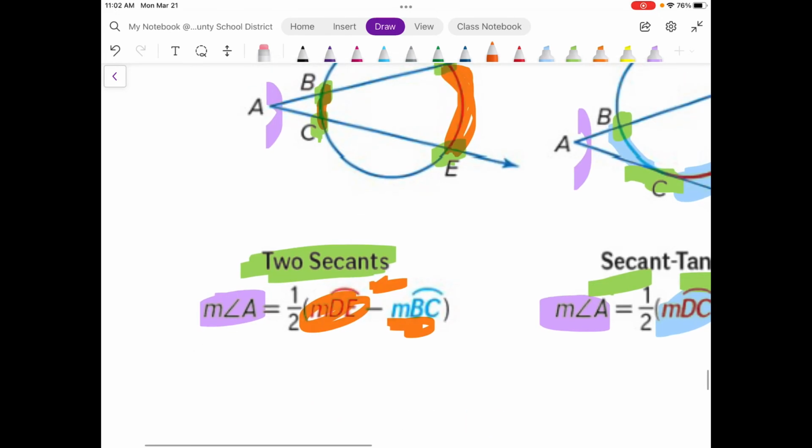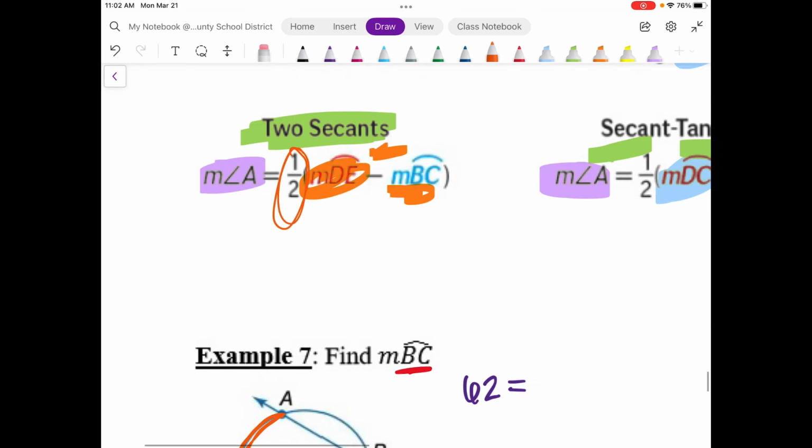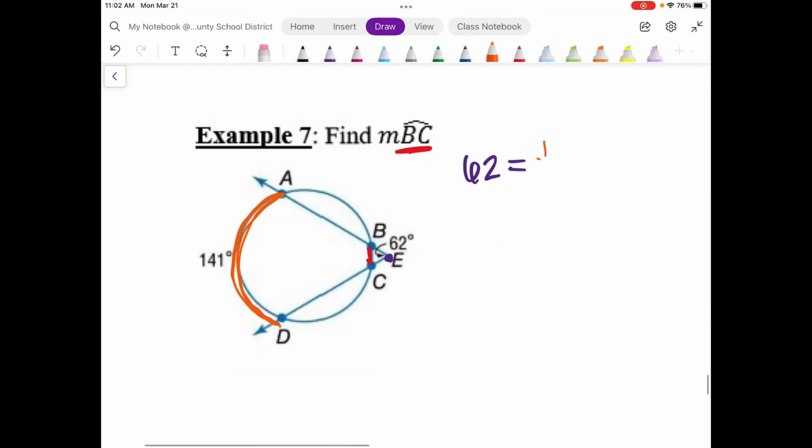And remember that there is a fraction in front of us, so you are going to divide by 2. So the 1/2 is always there. And then furthest away is 141 minus closest to the small circle is BC, what we're looking for. So I'm just going to put BC there.